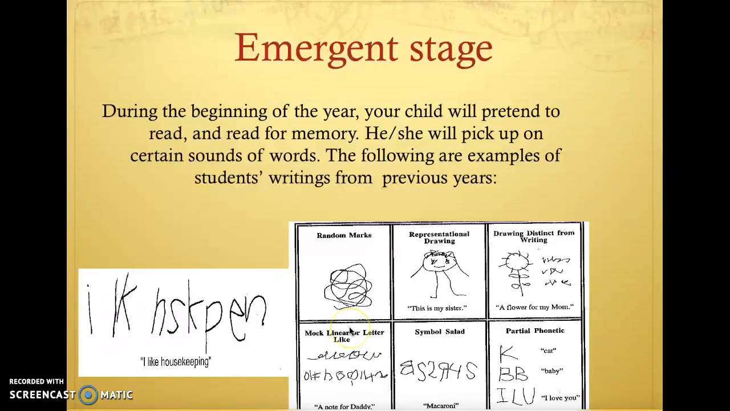So thinking about the emergent stage of reading and writing for children, here we just have a progression of what their writing looks like at different phases. And you probably are seeing all of these in your kindergarten classroom.